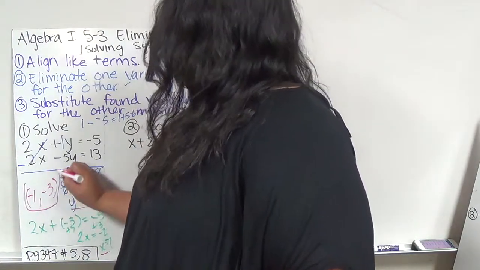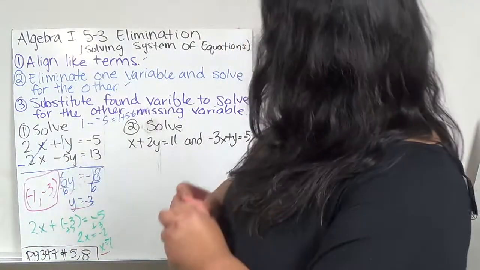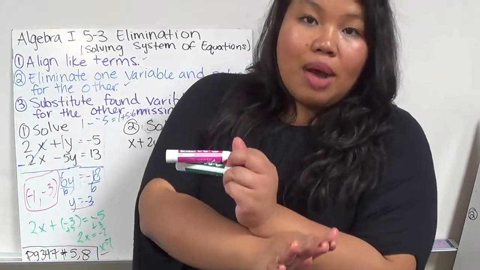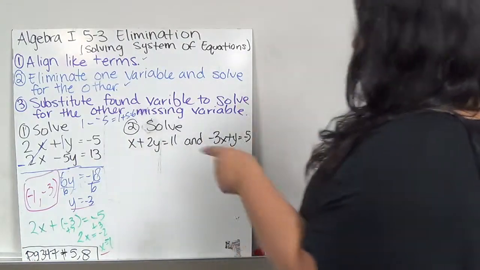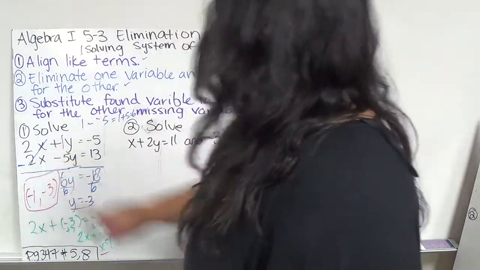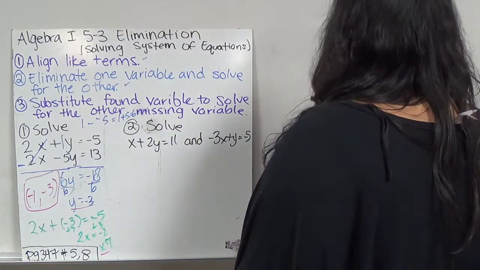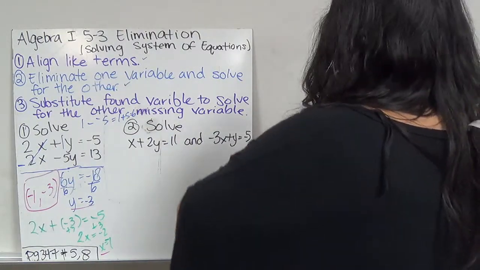And I put it into point form one more time, because this is the point where, if I graph these two equations, they would intersect. And if I plug this in mathematically, it should make both equations true. It is the solution. So let's try the next one.